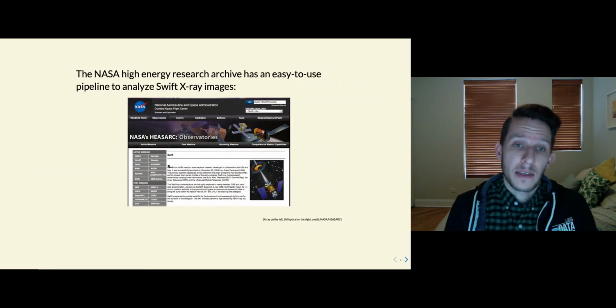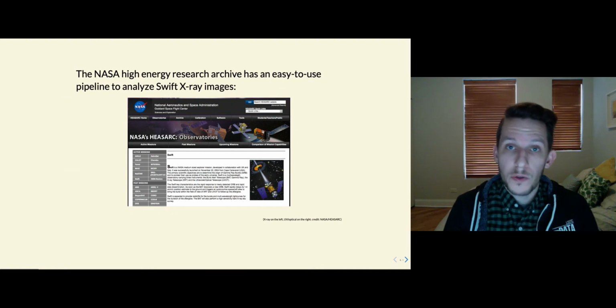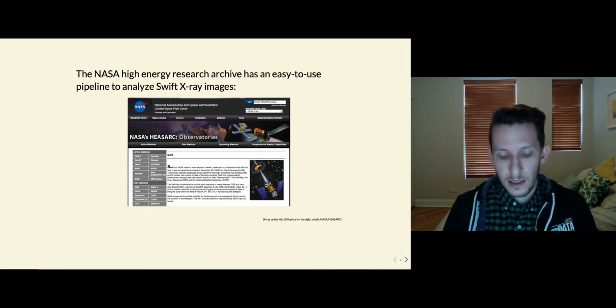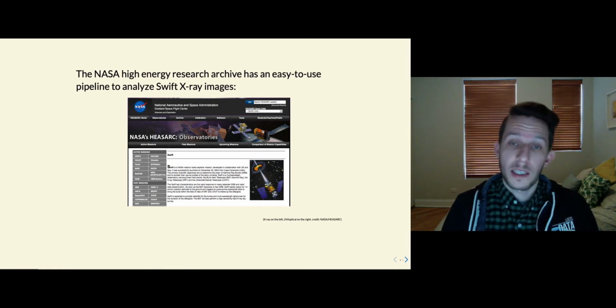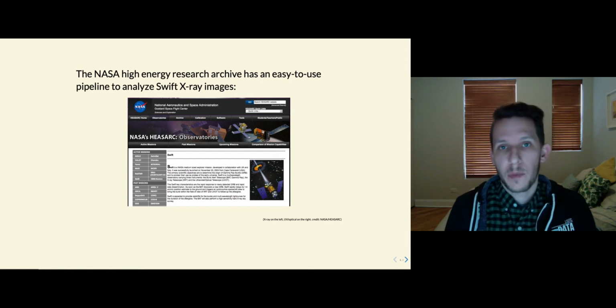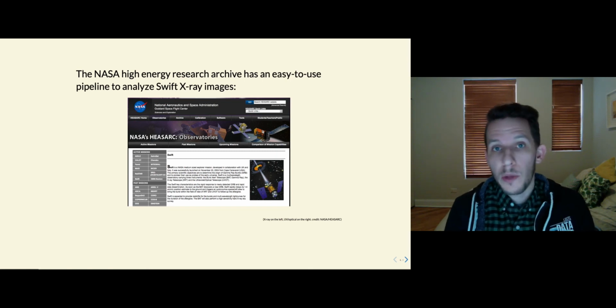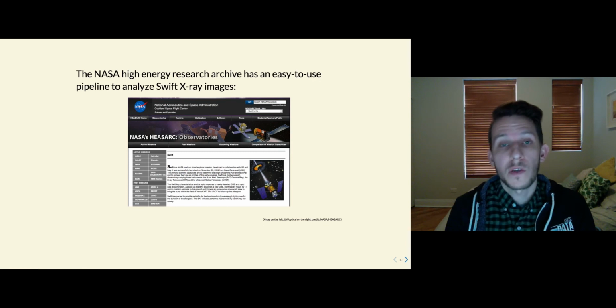Now, NASA has a high energy research archive team, and they essentially have built all the tools you might need. There's software to reduce images, software to measure fluxes, software to basically stitch all of this together into a nice pipeline, so that anyone working with SWIFT data, if they know the position of their source, can build a pipeline and extract an X-ray light curve with the full luminosity as a function of time.